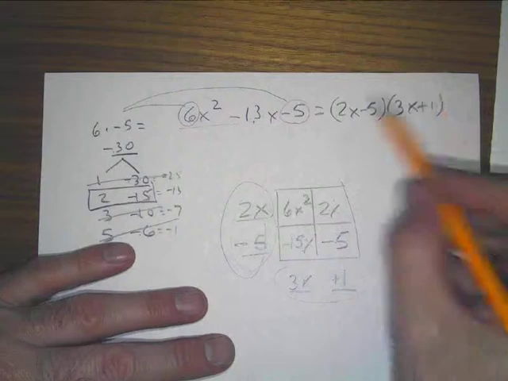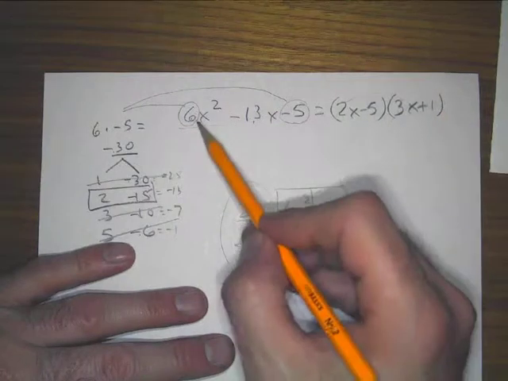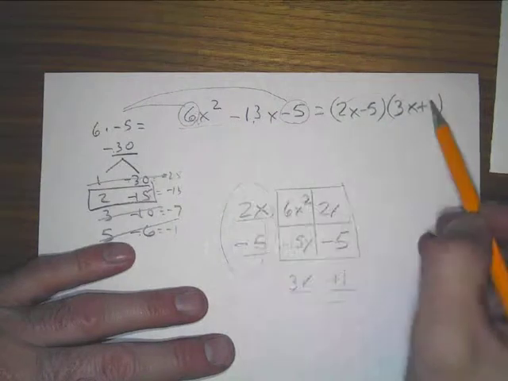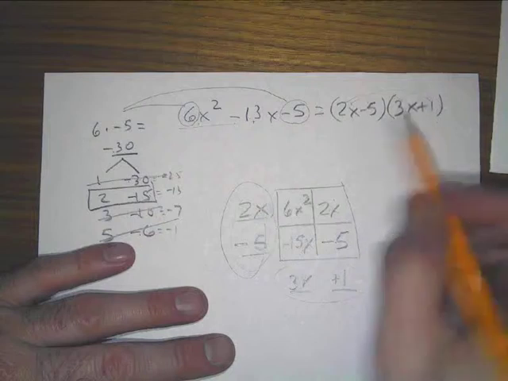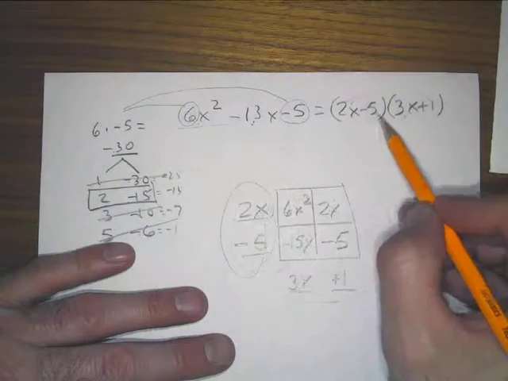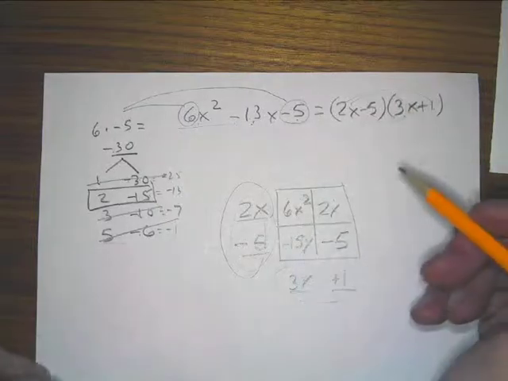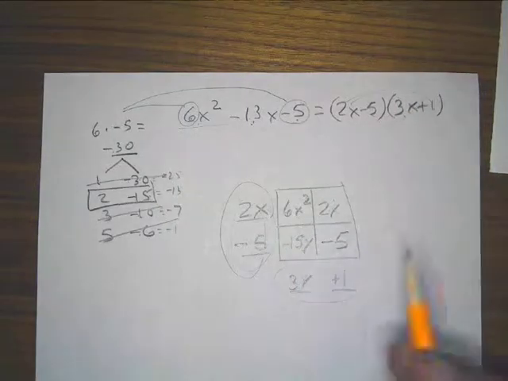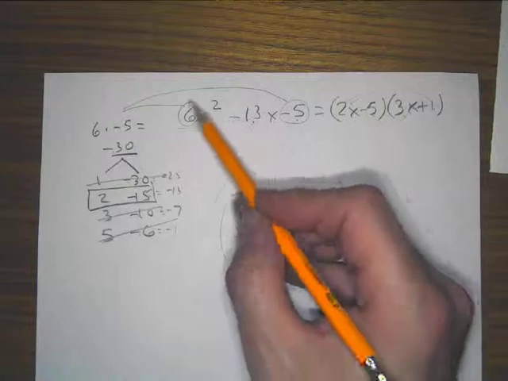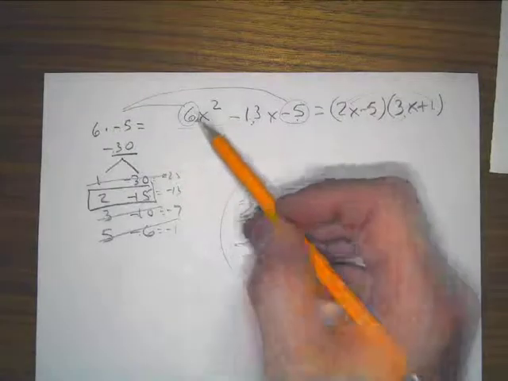Let's check it. 2x times 3x is 6x squared. 2x minus 15x is -13x. And then -5 times 1 is -5. That's it. So there's a quick reminder of how to do the factoring when the lead coefficient is a number other than 1.